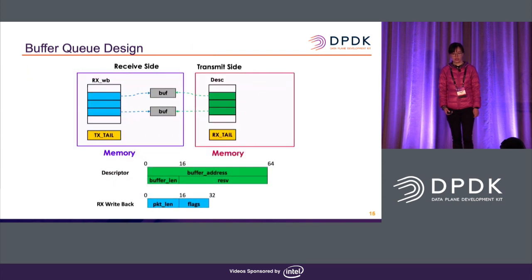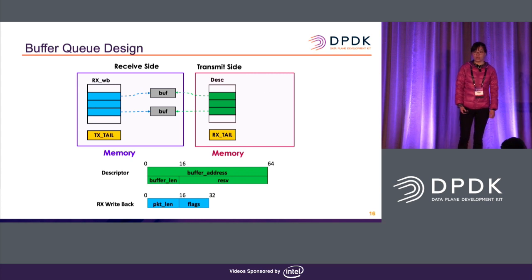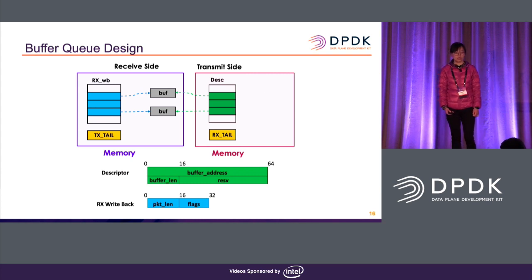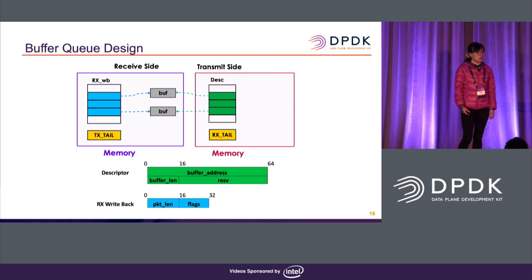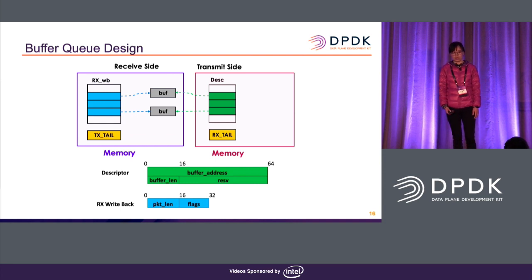omitted. Yeah. So now this is our ring design for this NTB device receive and transmit. We can see that the descriptor ring, which contains buffer address and buffer length, will be located in the transmit side, while the RX write back information, which contains the packet length or some flags, will be located in the receive side. RX tail would be located in the receive side, and we put the TX tail on the receive side.